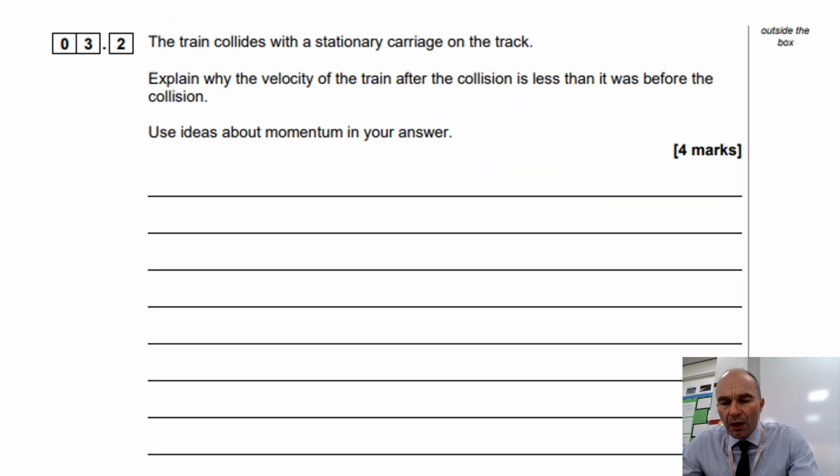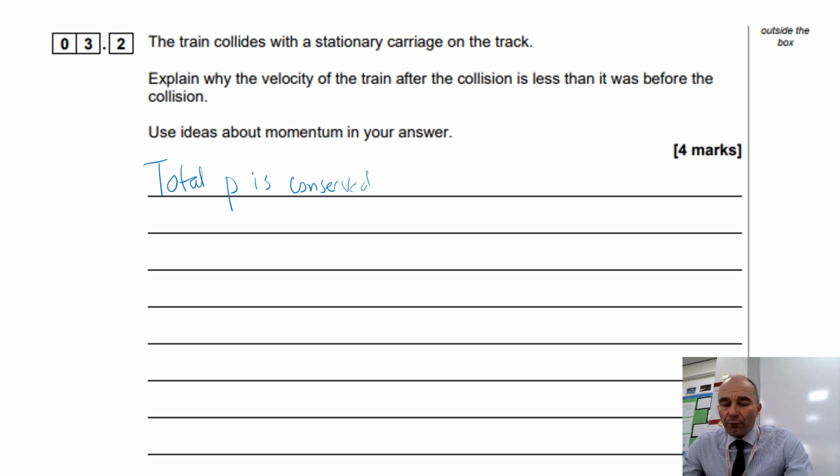Okay, now on 3.2, need to know a little bit of science now. The train collides with a stationary carriage on the track. Explain why the velocity of the train after the collision is less than it was before the collision. You need to use ideas about momentum in your answer. Well, the first key bit about this is that the total momentum is conserved. So that means all the momentum that was there before the collision is carried into what happens afterwards.